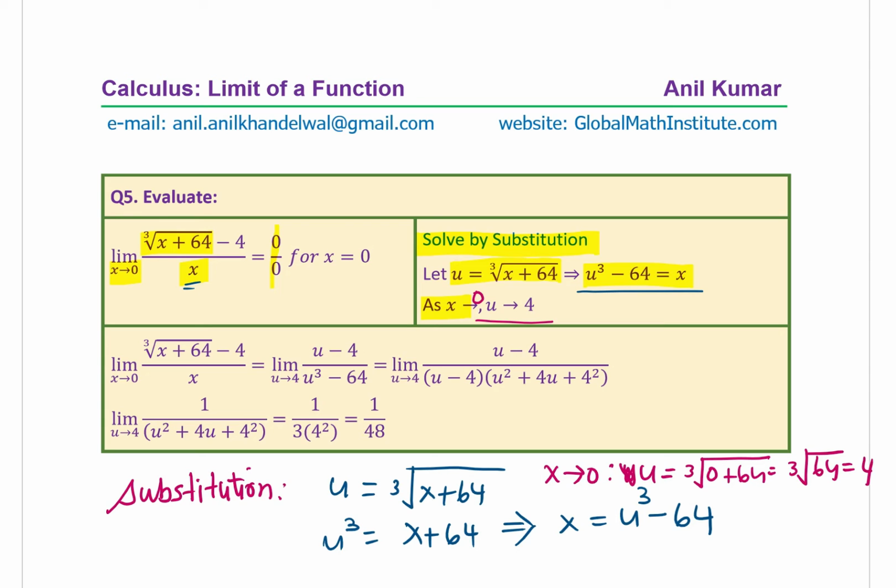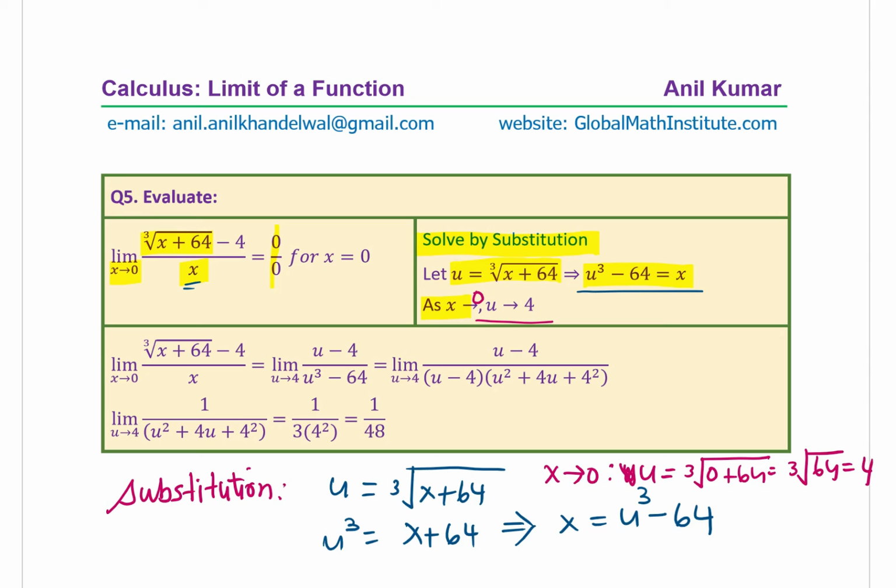So now we are in a position to replace each and every part of our original expression. Instead of the limit of cube root of x plus 64 minus 4 divided by x, where x approaches 0, we could write it in terms of the new variable u. So u minus 4 over u cube minus 64, where u approaches 4, becomes a modified question. But it is an equivalent question, correct?